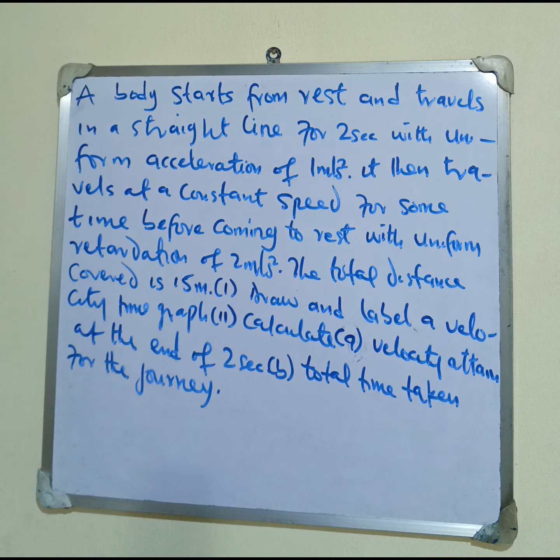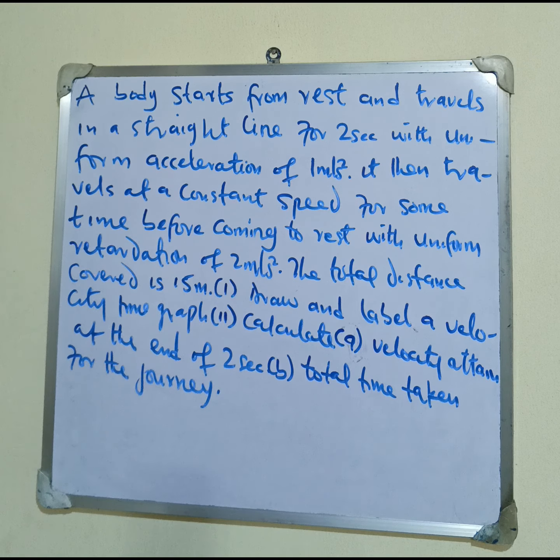A body starts from rest and travels in a straight line for 2 seconds with uniform acceleration of 1 meter per second square. It then travels at a constant speed for some time before coming to rest with uniform retardation of 2 meter per second square. The total distance covered is 15 meter. Then you have to draw and label a velocity time graph. That is the first task.